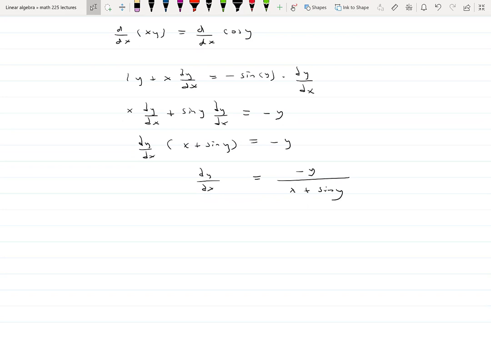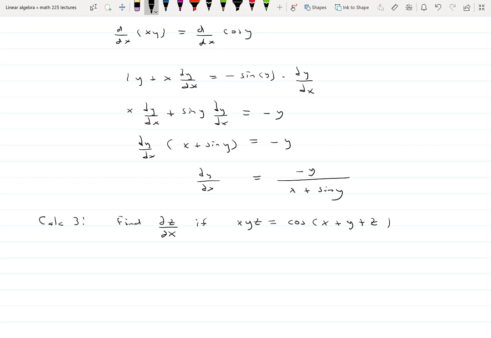So now, new stuff. Calc 3 example. Find, let's say, the partial derivative of z with respect to x if, let's say, x y z equals the cosine of x plus y plus z.